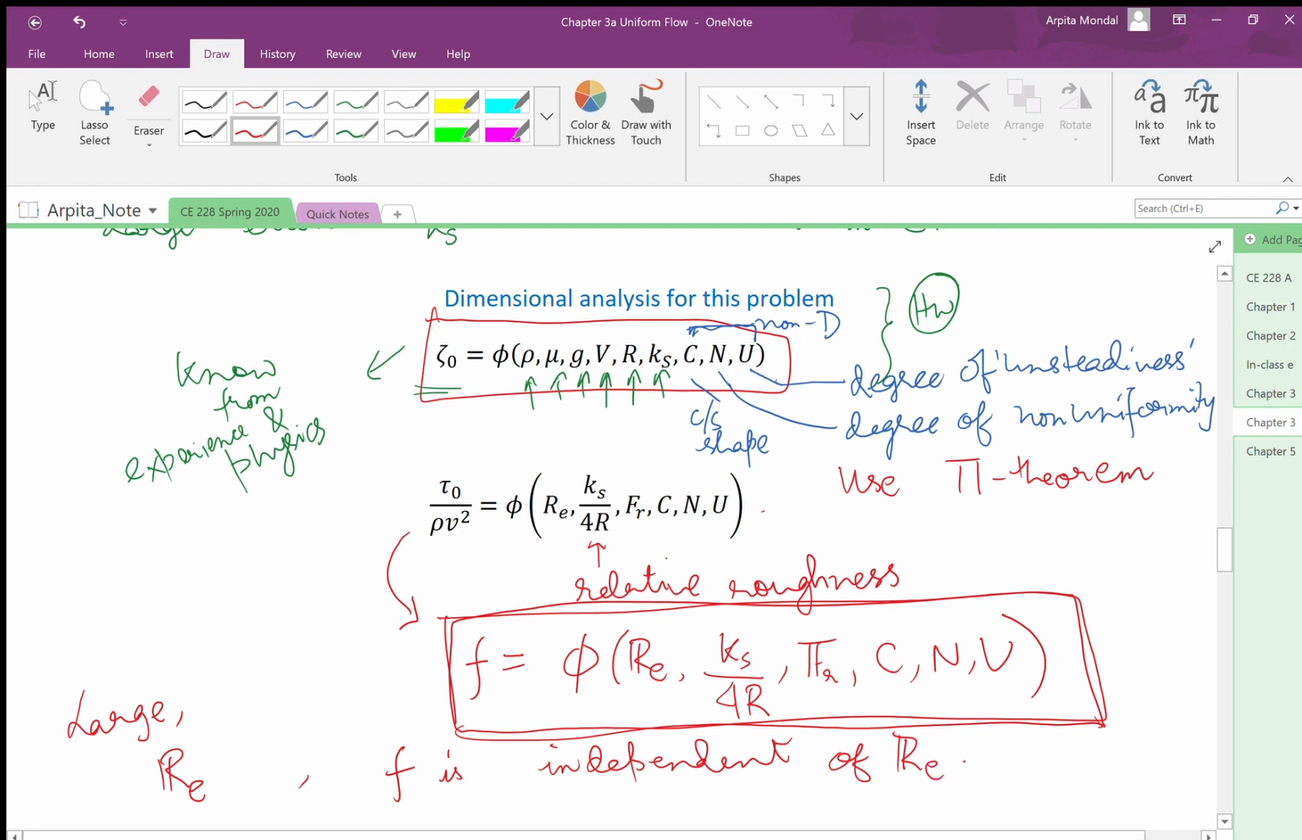In the next class, we will look at further extensions of Chezy's equation and other resistance laws, one of the most important ones in hydraulic engineering, which is called the Manning's equation.